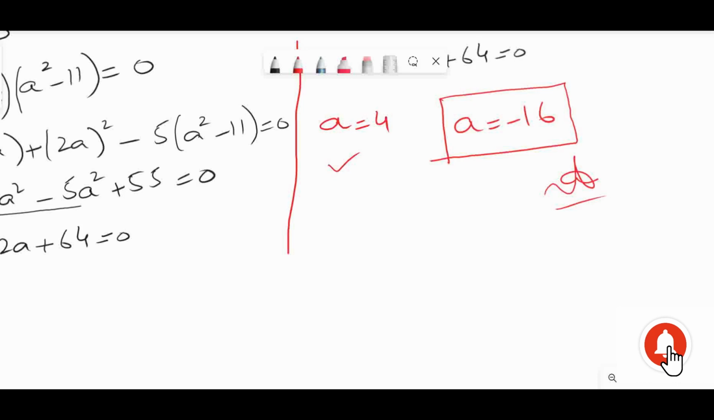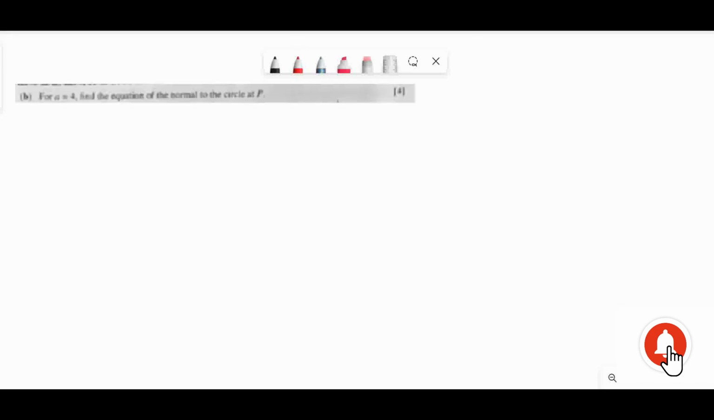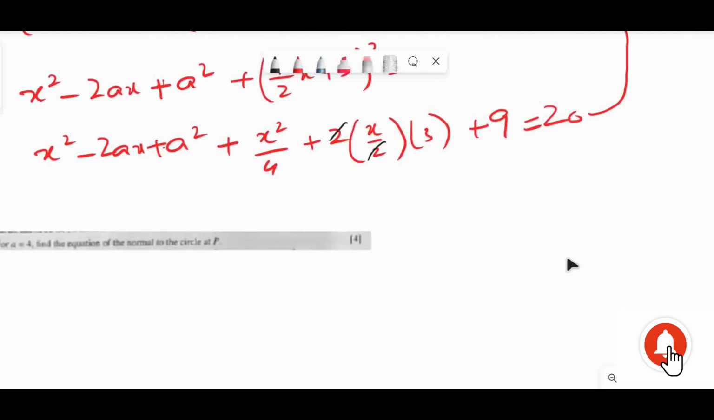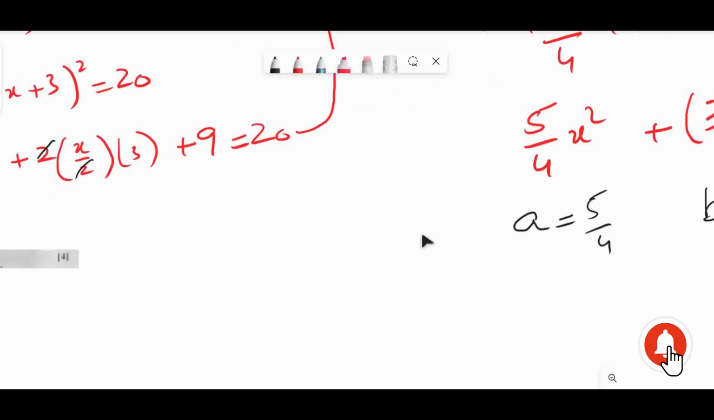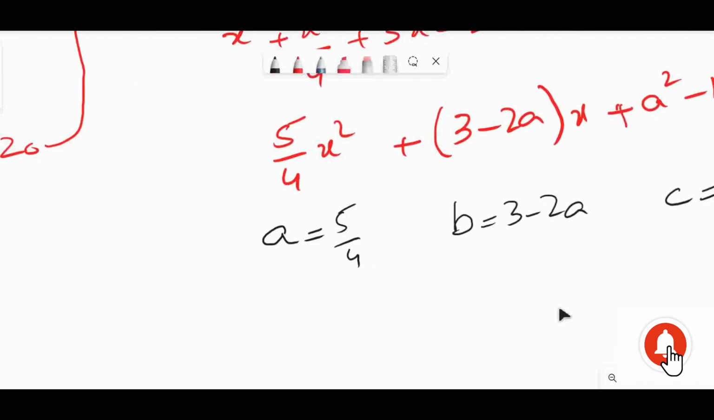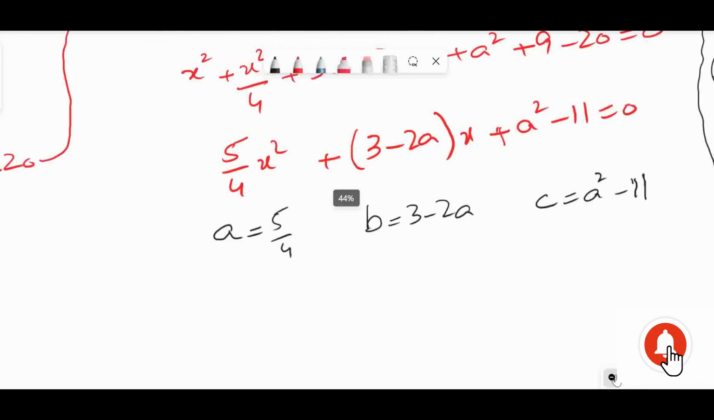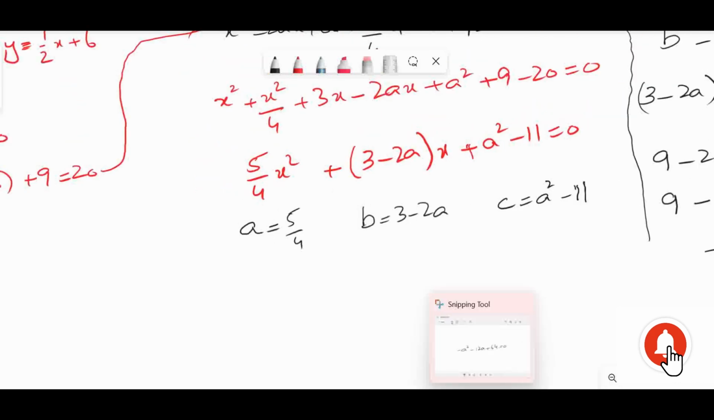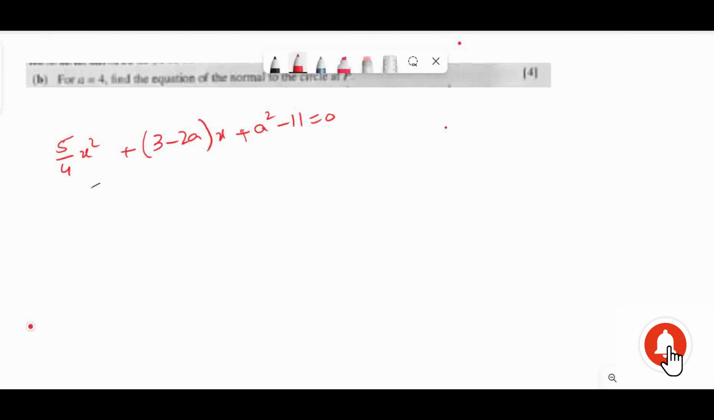Next, part B. For a = 4, find the equation of the normal to the circle. Now it is given that a = 4. What was the quadratic equation over there? This was the equation after putting the value of the line in the equation of the circle. Let's copy this. Now from here we can just put the value of a = 4 in this equation.